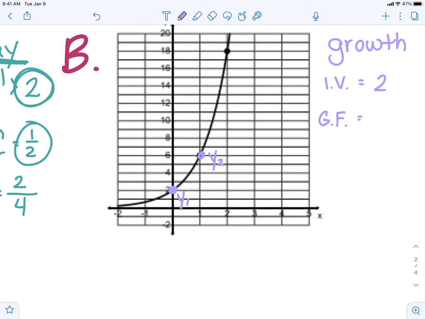So then y2 is 6, y1 is 2, 6 divided by 2 gives me a growth factor of 3, which I know is good because I wanted a number bigger than 1. So then all I have to do is write my equation. F of x equals my initial value times my growth rate to the x.